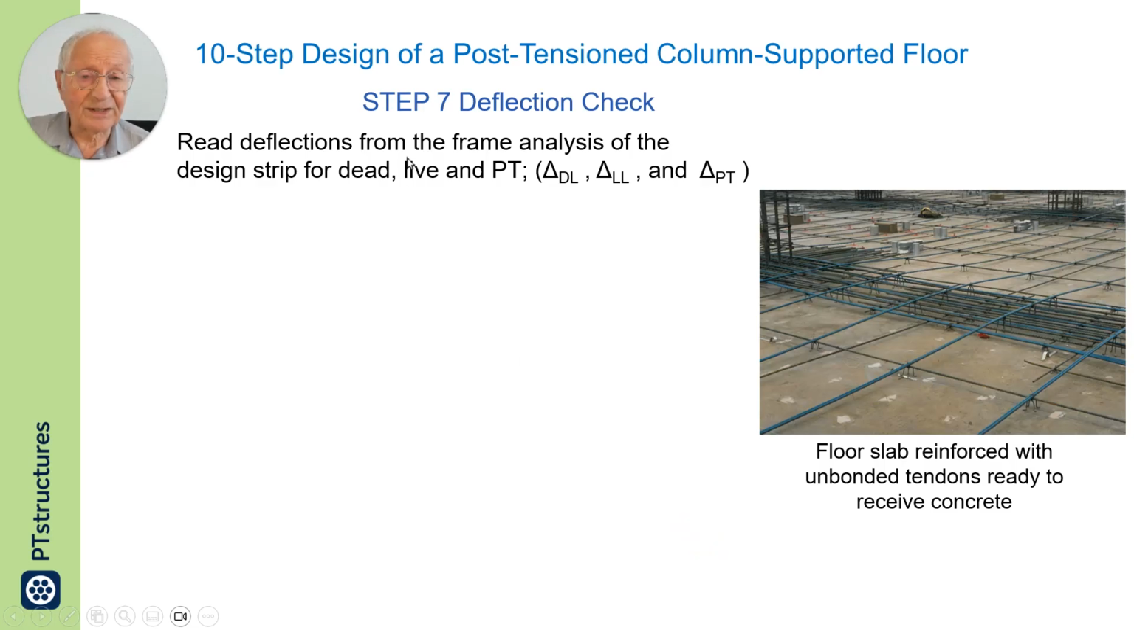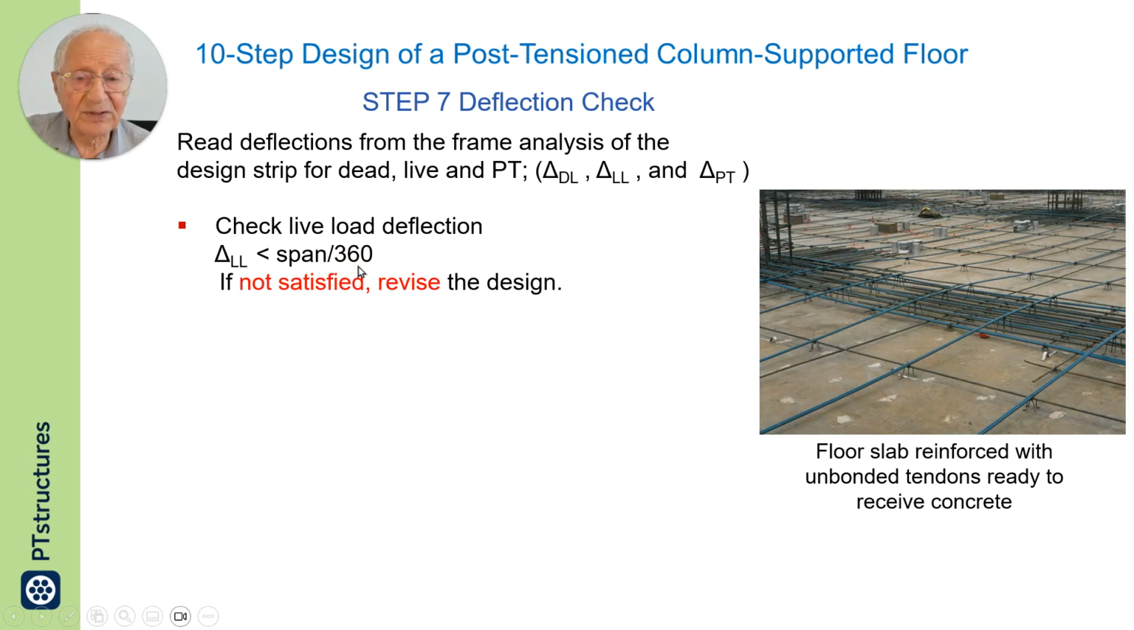We do deflection check next. We read the deflection due to dead load, live load, and post-tensioning from our frame program. We check the live load deflection. Live load deflection should be less than span divided by 360. Live load deflection must be satisfied. If not satisfied, you redesign.